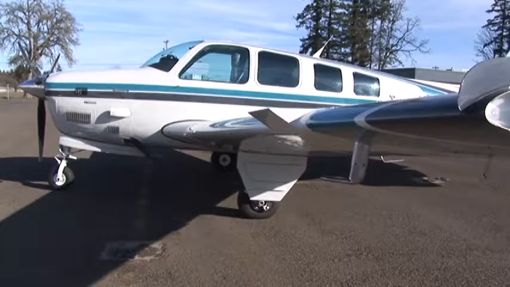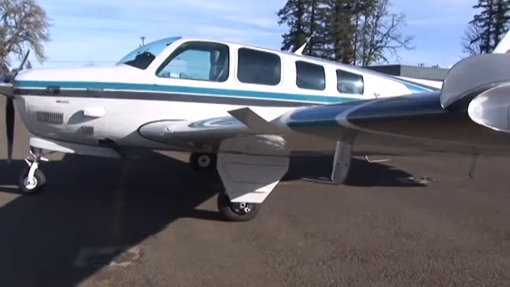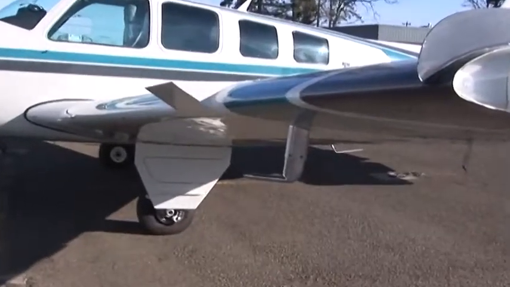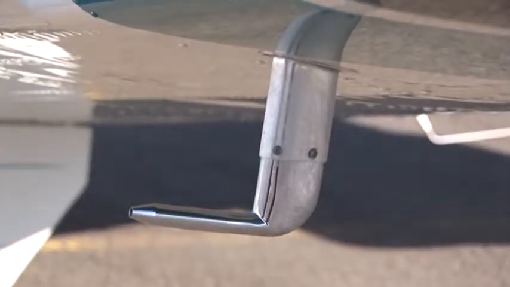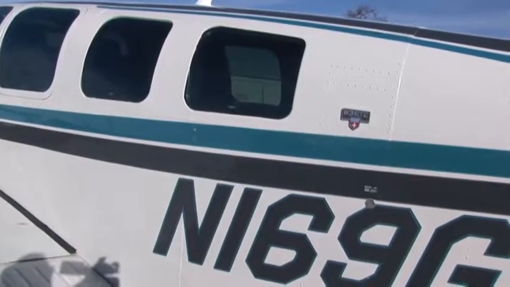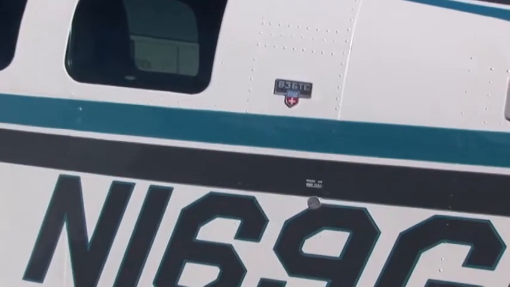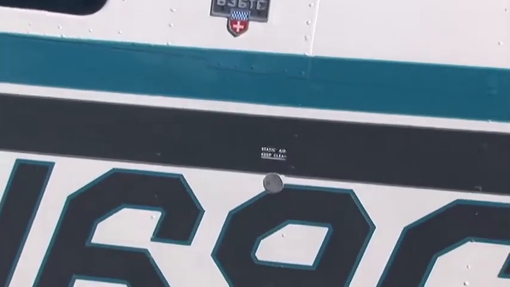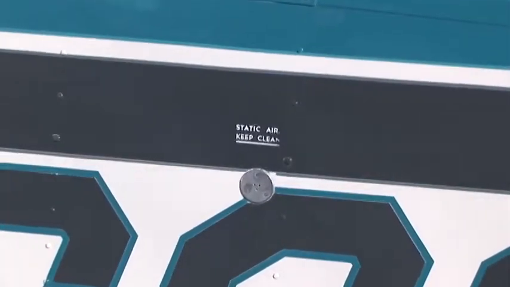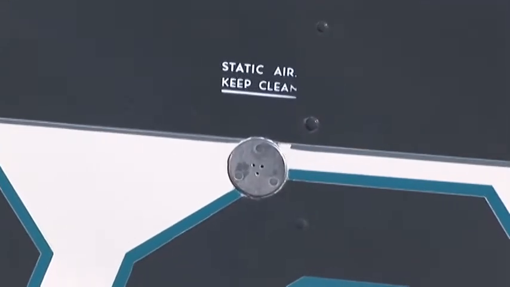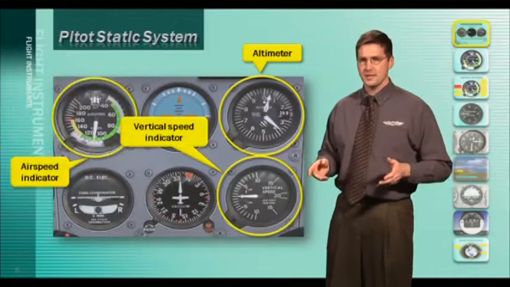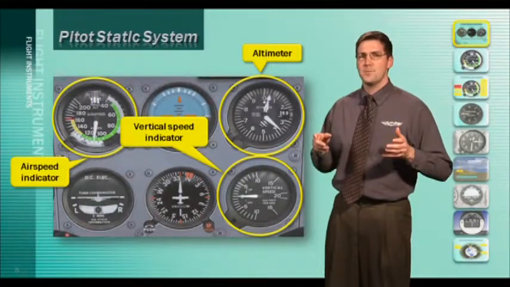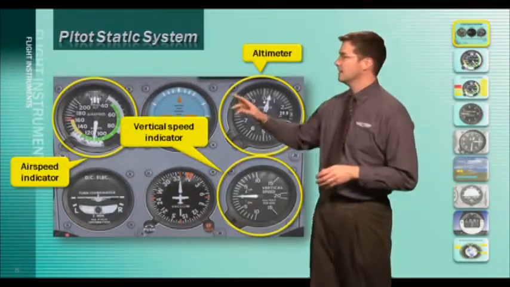The pitot-static system consists of 2 major components. One is the impact pressure chamber and its associated lines that originate with the pitot tube, and the other is the static pressure chamber and its corresponding lines that originate with the static port. Now, both of these components are found on the aircraft's exterior. They're the source of ambient air pressure for the operation of the altimeter and the vertical speed indicator, as well as the impact pressure for the airspeed indicator.